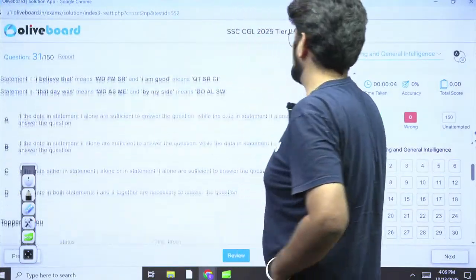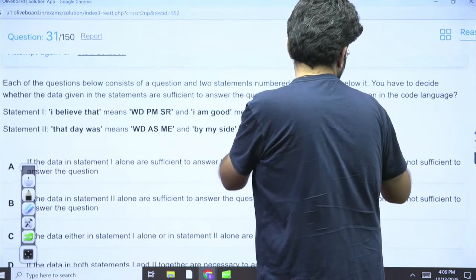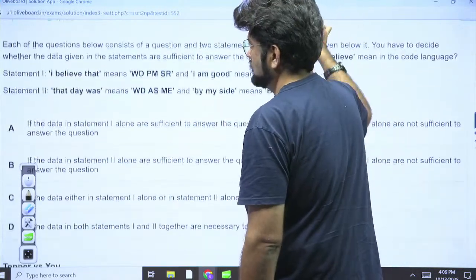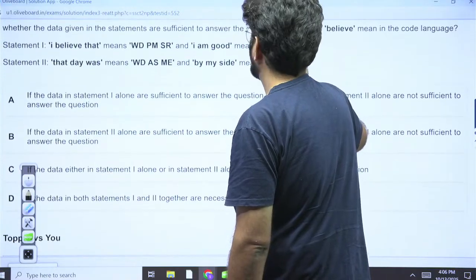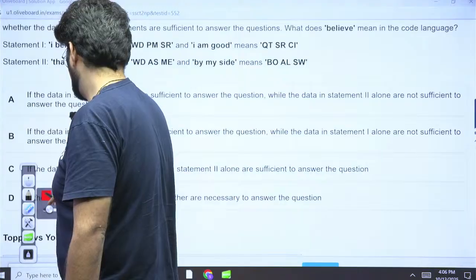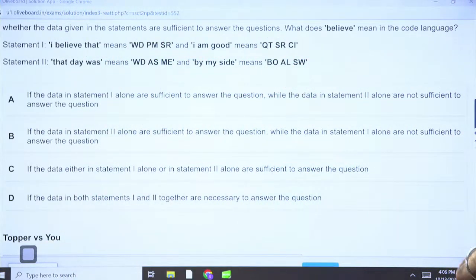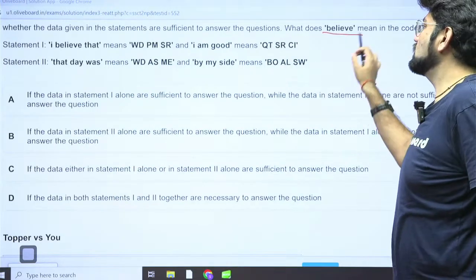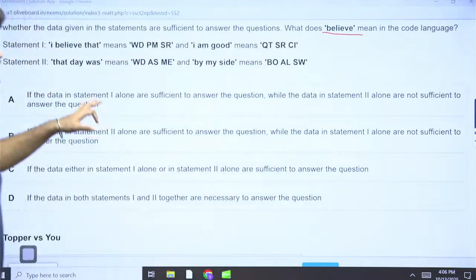Okay, so here we are, the very first question. Data sufficiency based question. The question is telling us that two statements are given. I believe means this, and I am good means this, and that day was this, and by my side means this. The question is, what does believe mean in the code language? Don't end up finding the correct answer, but just see how much data is sufficient. So first and foremost, check the options.